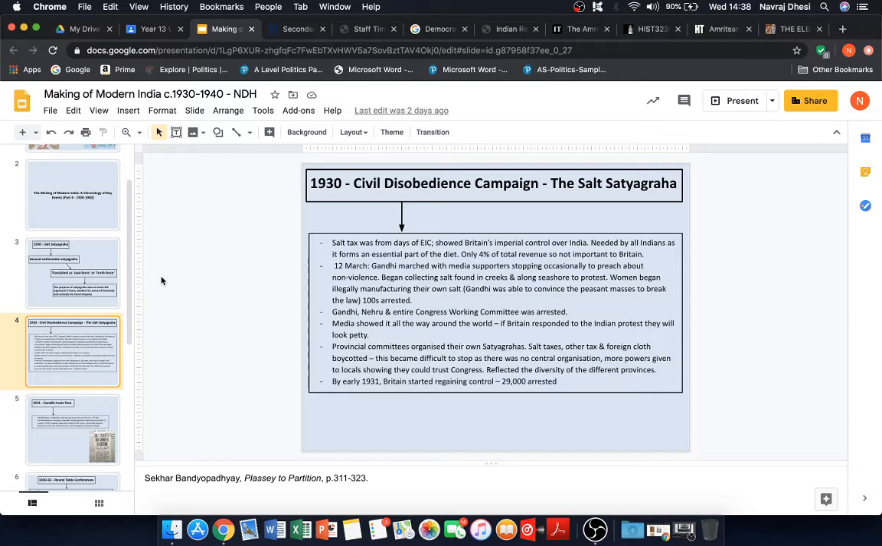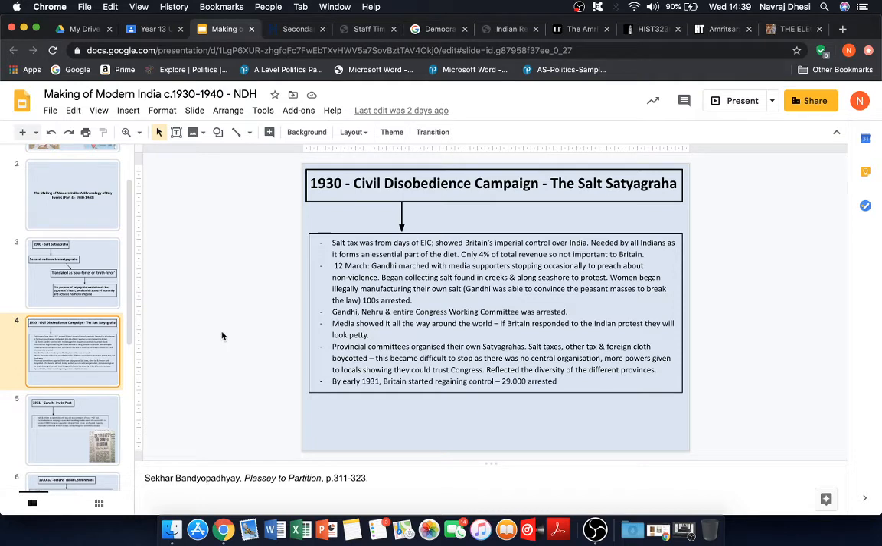By early 1931, Britain started regaining control of the situation, and 29,000 people are arrested. And this is as a result of the fact that the Gandhi-Irwin Pact is signed in 1931, and we'll come on to that next. To find out more about the civil disobedience campaign, it is essential for you to read these pages, which I will definitely put up for you. But also, when making your notes throughout the next week, please refer to pages 11 to 13 of the narrative, because they will provide you with a comprehensive understanding of this civil disobedience campaign.